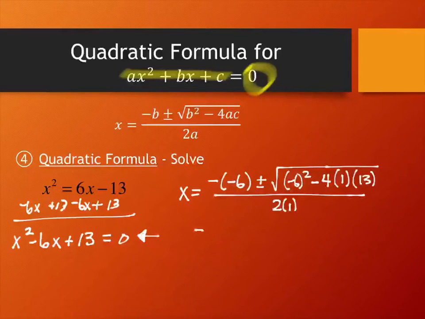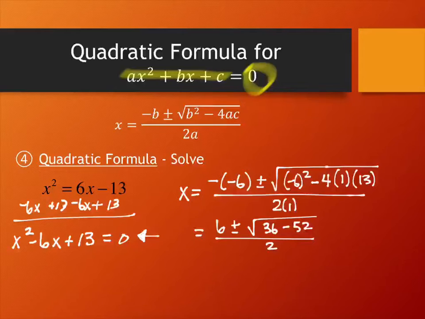So as we go through this work, I definitely have a 6 there in front. Negative 6 squared is 36. And then my negative 4 times 1 times 13. What is 4 times 13? It's negative 52, okay? And I'm dividing this by the number 2.